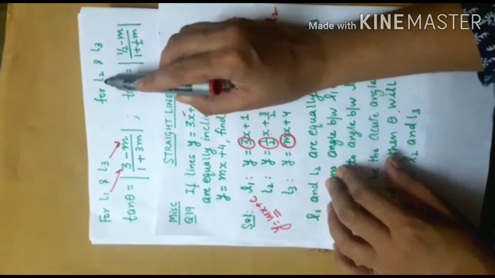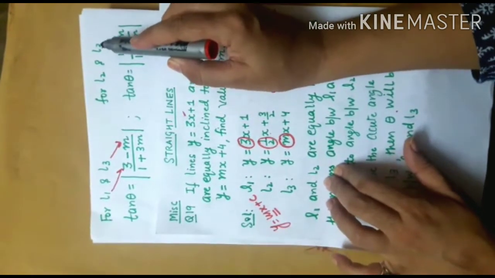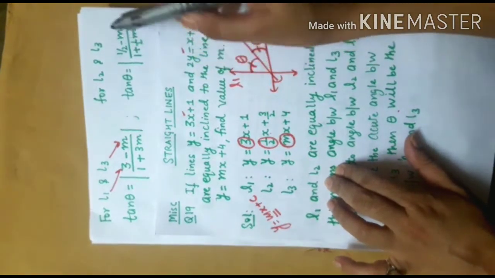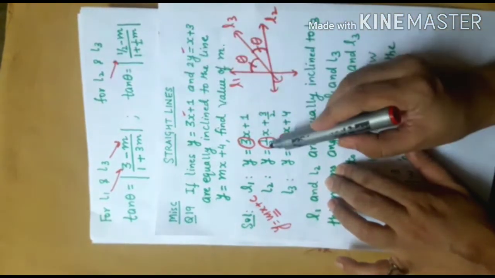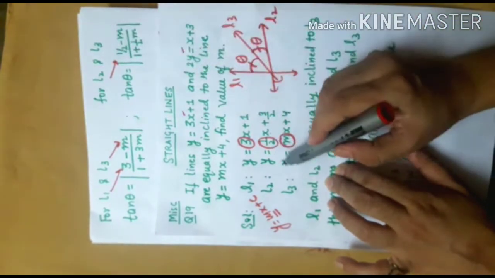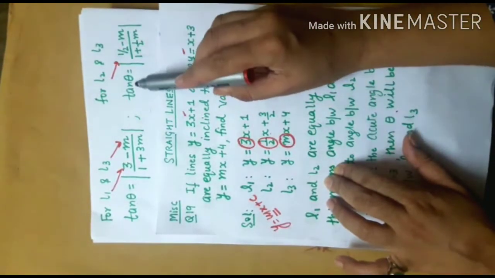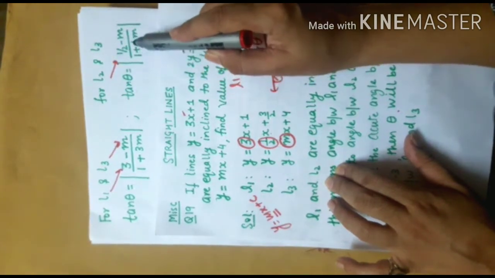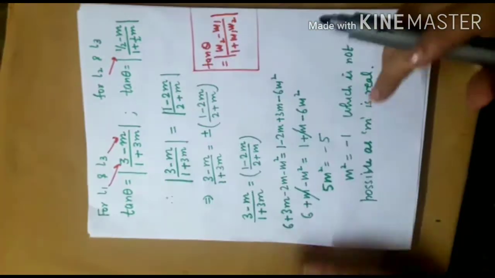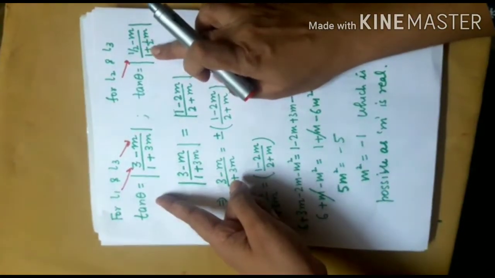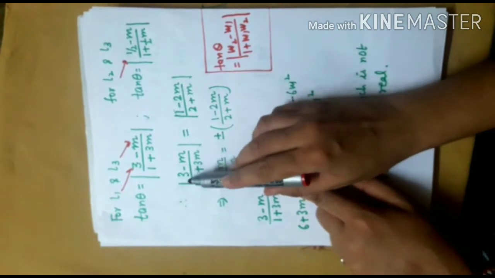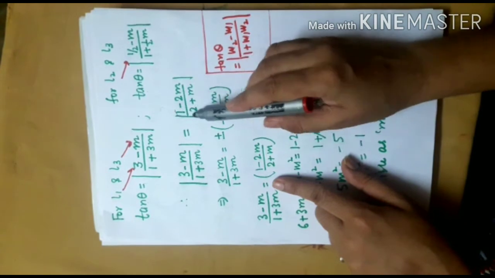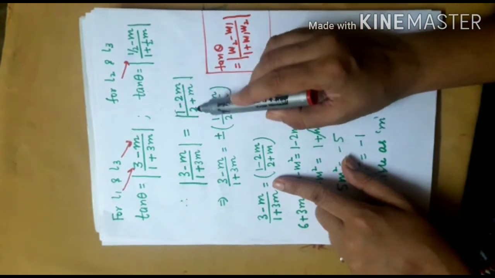And the acute angle between L2 and L3 is also theta. So here tan theta will be equal to the absolute value of 1 by 2 minus m, where 1 by 2 is the slope of L2 and m is the slope of L3, over 1 plus 1 by 2 m. So from these two, I get the absolute value of 3 minus m over 1 plus 3m is equal to the absolute value of 1 minus 2m over 2 plus m.